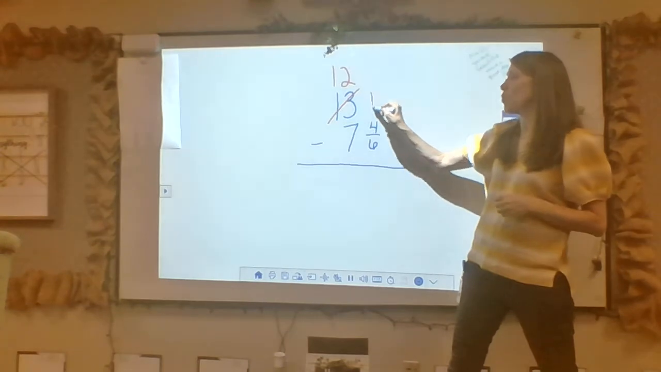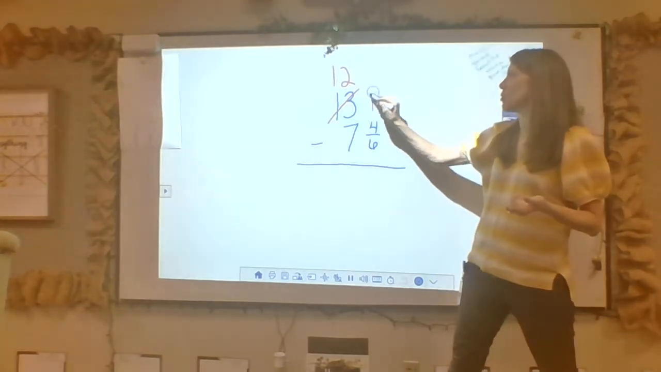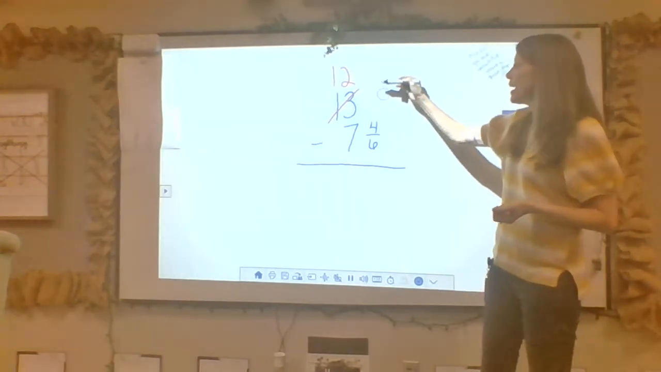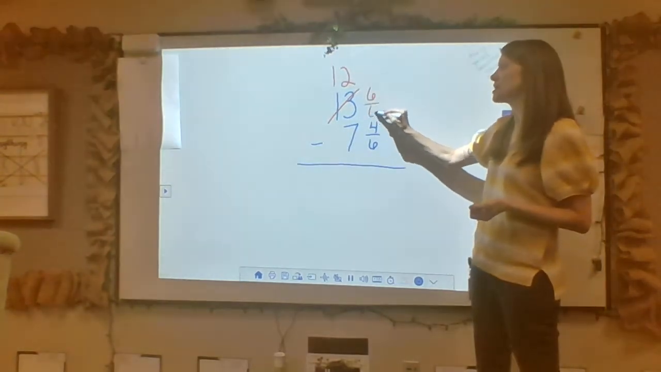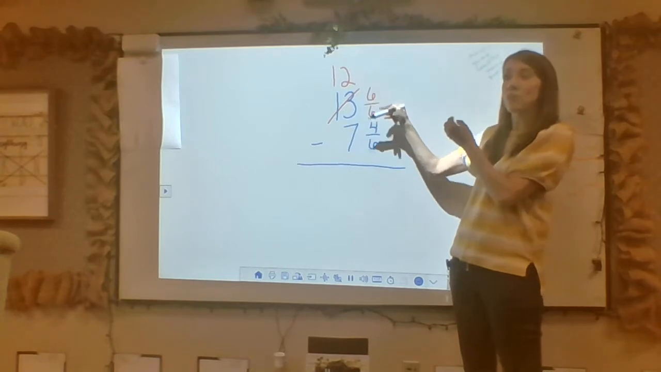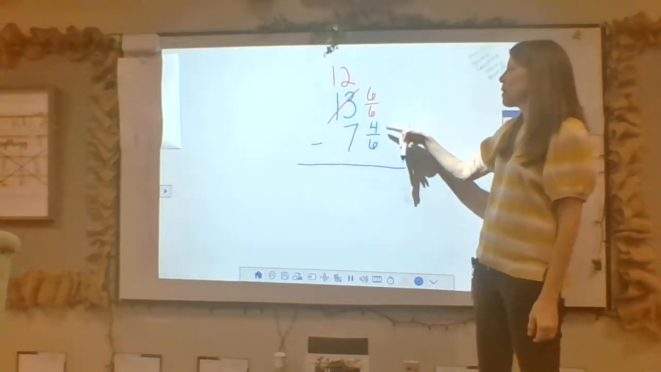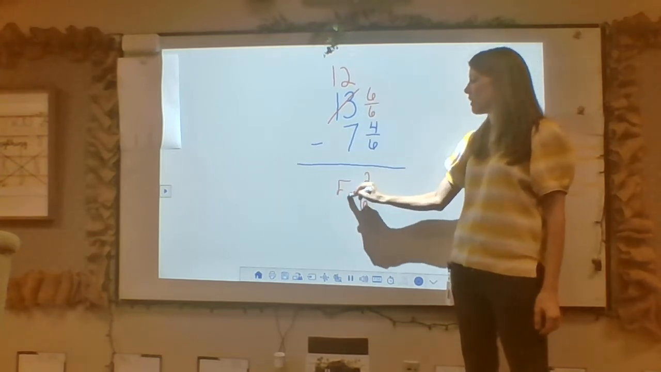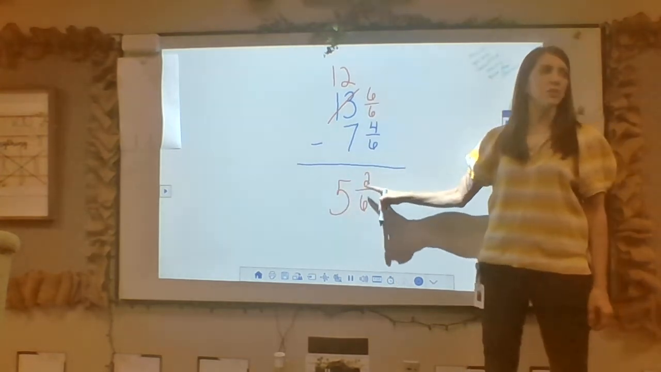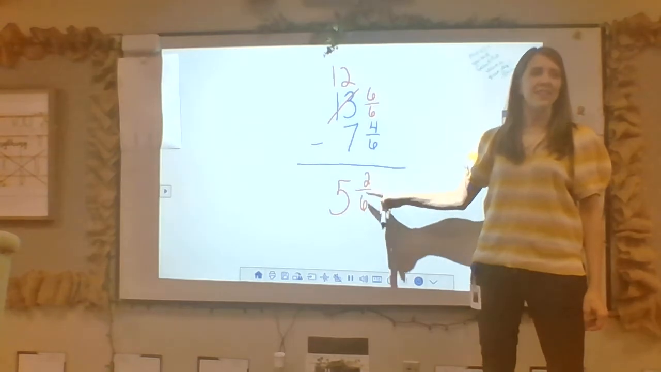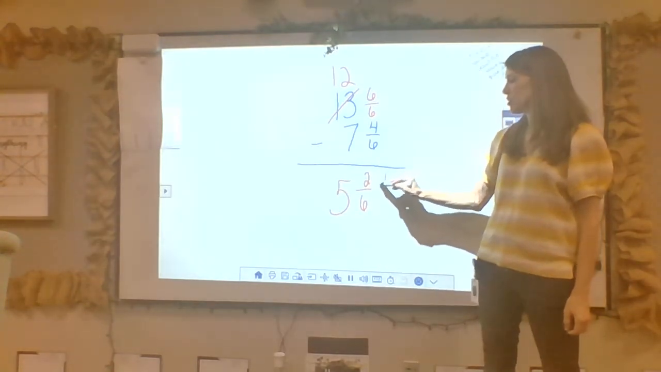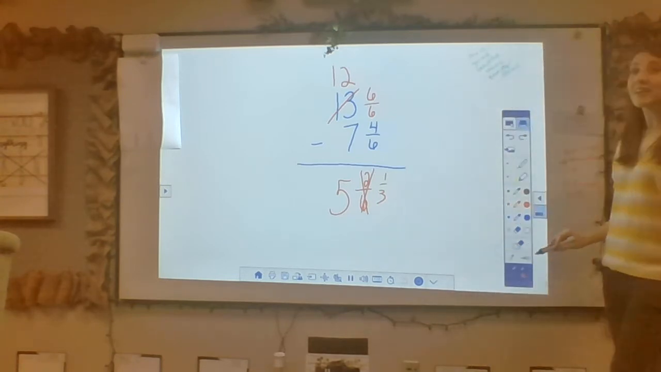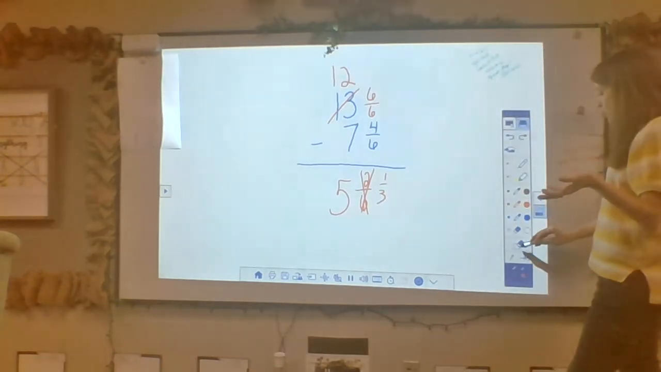We don't just write 1. Some people started doing that, right? No, we don't do that. What do we do, Bria? Right, we say 12 and 6/6. That's the same as 13. We just broke it down. We just borrowed it. 6/6 minus 4/6 is 2/6. 12 minus 7 is 5. And then we say, oh, we can reduce this. They're both even. So it turns into 1/3. 5 and 1/3. Now, let's get 1 step harder, and then you will have this.